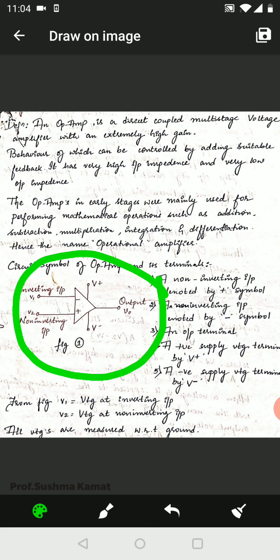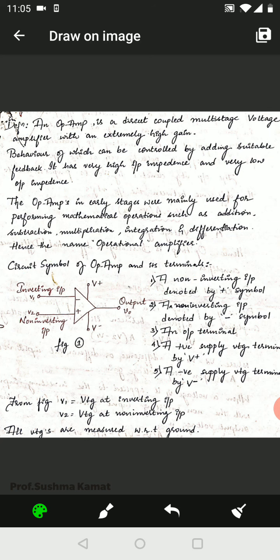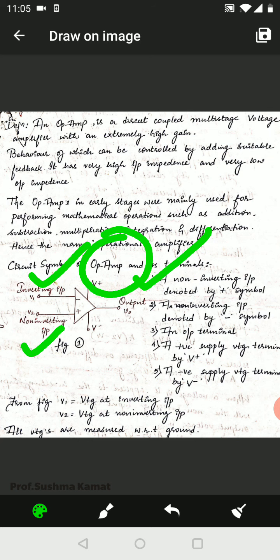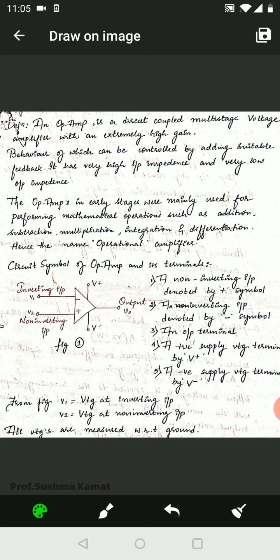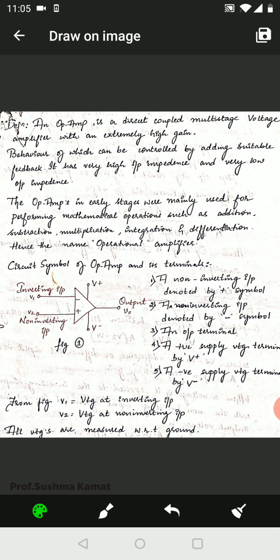You may now be understanding why it is called the voltage amplifier. The two voltages at the input, V1 and V2, will be amplified at the output, and basically the op-amp is called a difference amplifier, which means the difference between the two inputs will be amplified and given as an output. So let me now move ahead.